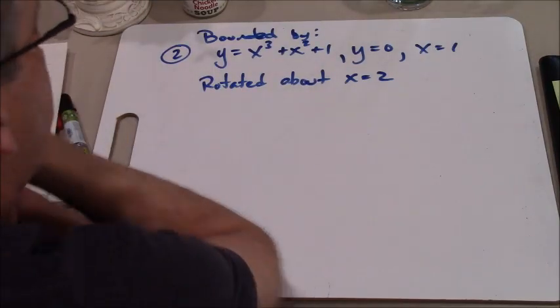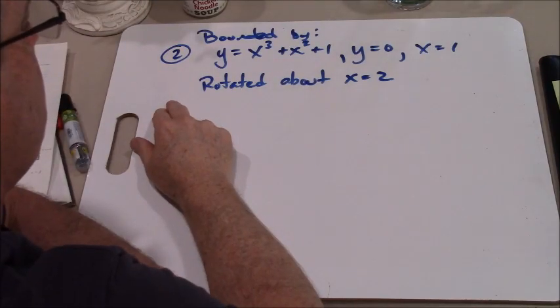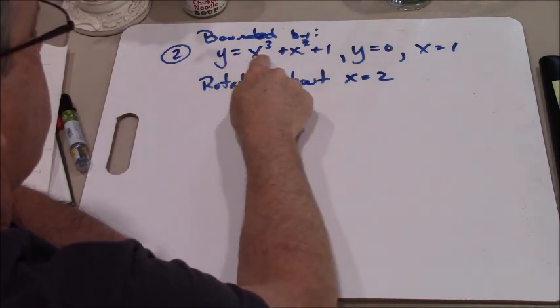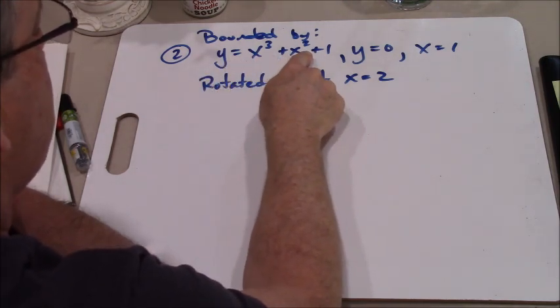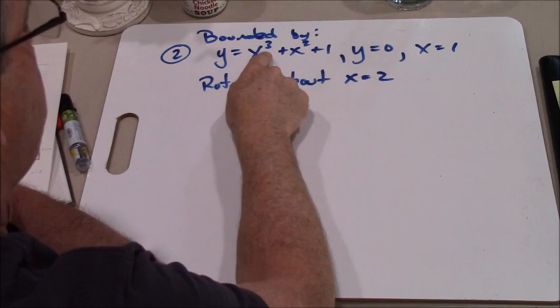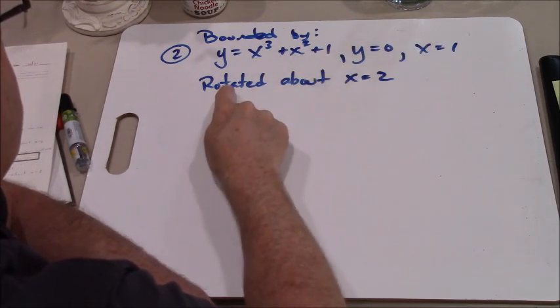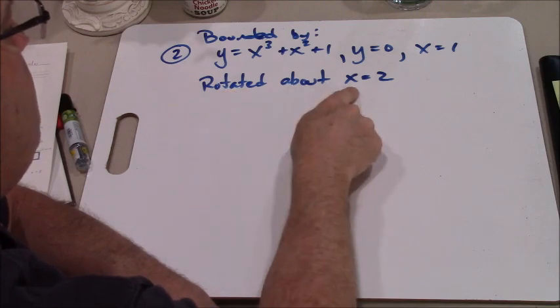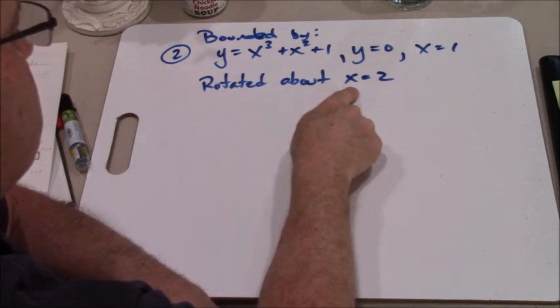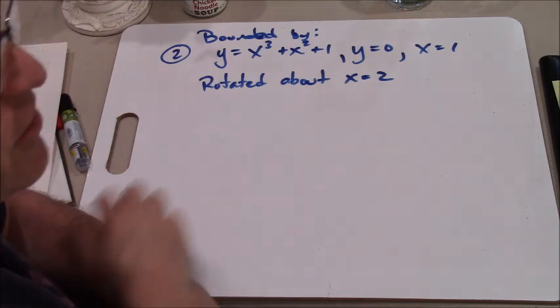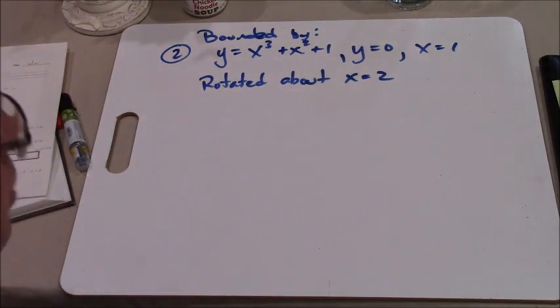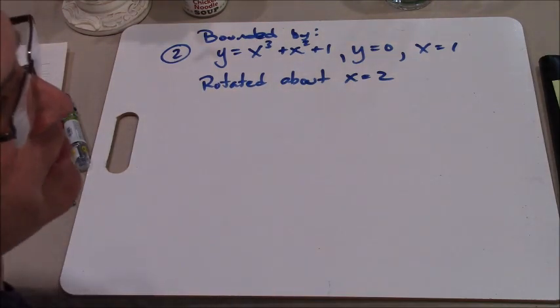All right, so here's another problem. This time we've got an equation that's a little more complicated. And we want the area that's bounded by this, y equals 0 and x equals 1, to be rotated about the line x equals 2. So first let's just try and get the graph, get the right picture, get that set up, and then we'll try and set up the integral.